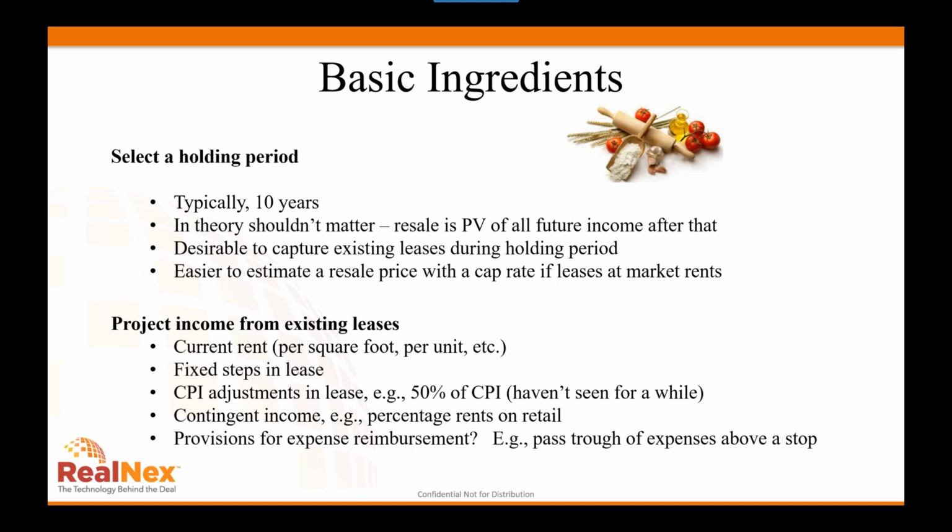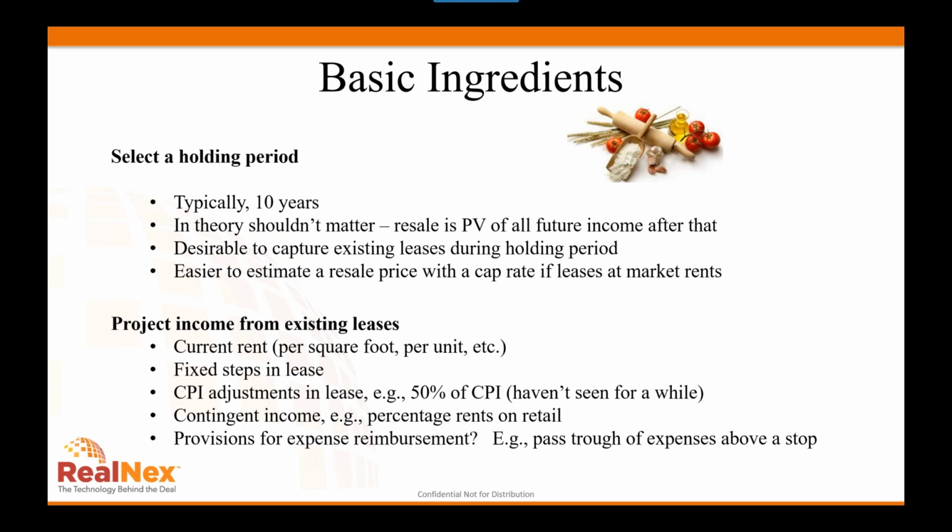We also need to project the income from existing leases before they roll over to market. Now, we'll also have to make some assumptions about what happens when those leases are renewed, but to start off, we need to project the income from those existing leases. So we're going to look at what the current rent is. Oftentimes you can input that a lot of different ways, whether it's on a per square foot basis or some per unit basis, like on an apartment building, you might look at rent per unit.